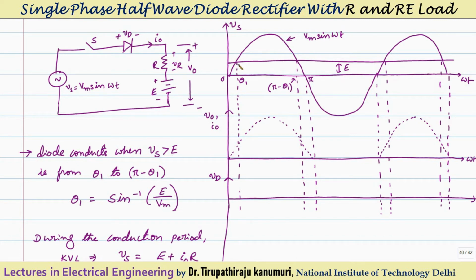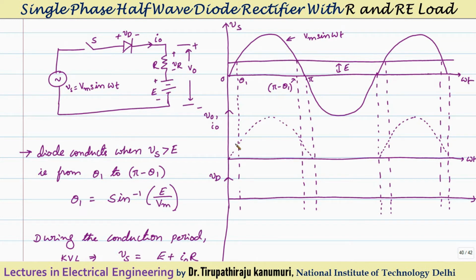After this the diode gets forward biased and it will start conducting. Up to where will it conduct? Until your supply voltage is greater than E. Up to where will it be greater than E? Up to this point, that is pi minus theta 1.